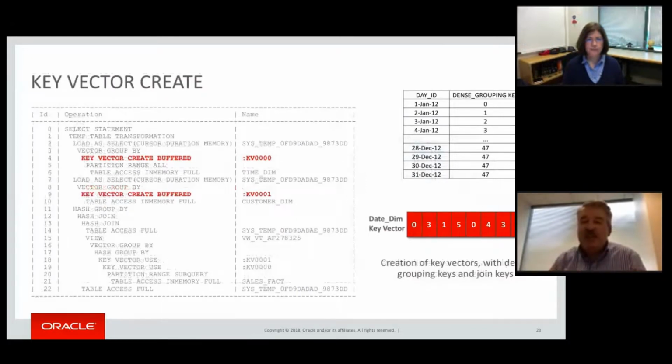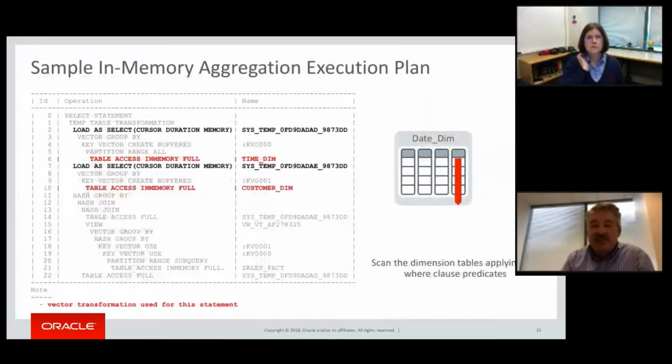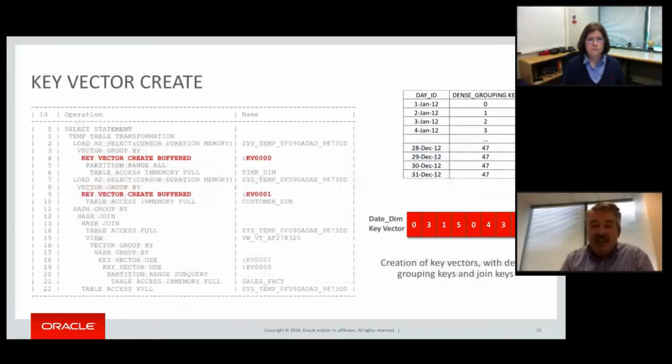So it's the same execution plan all the way through. What I'm doing is I'm just highlighting the different aspects of that execution plan so you can see where all of these activities that I've described over the last couple of slides fall in the execution plan, so you can actually try this on your own queries and see what the value is for having in-memory aggregation enabled. So we're going to create key vectors based on our scans. So we scanned our time dimension and customer dimension table, and then you'll notice that we're going to do a key vector create. KV is our key vector.